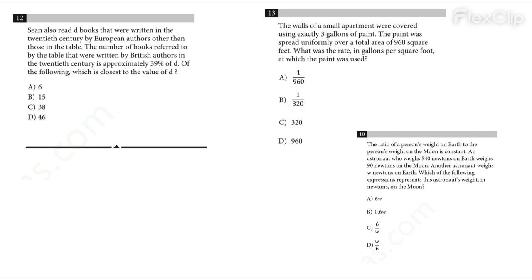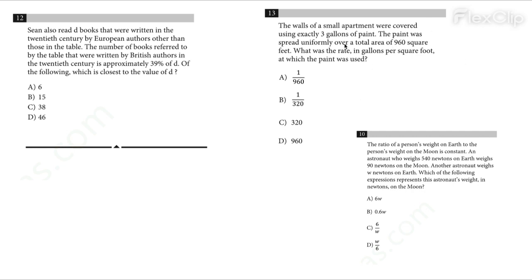Okay, we're done. All right, the next question we can do is question number 13. The walls of a small apartment were covered using exactly 3 gallons of paint. The paint was spread uniformly over a total area of 960 square feet. What is the rate in gallons per square foot at which the paint was used?